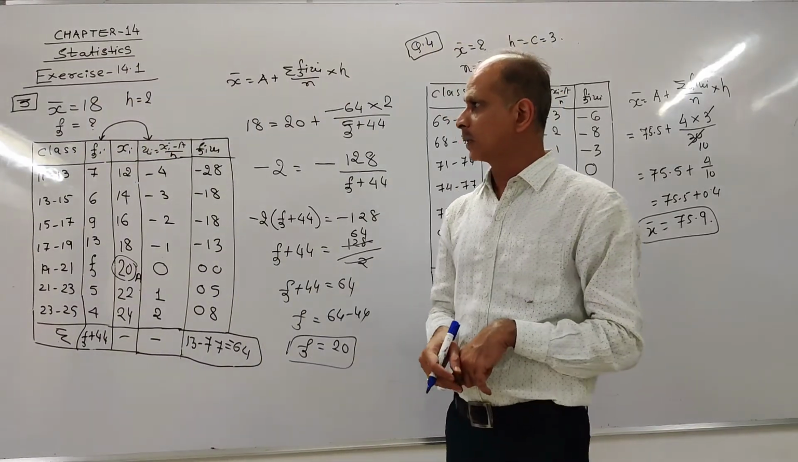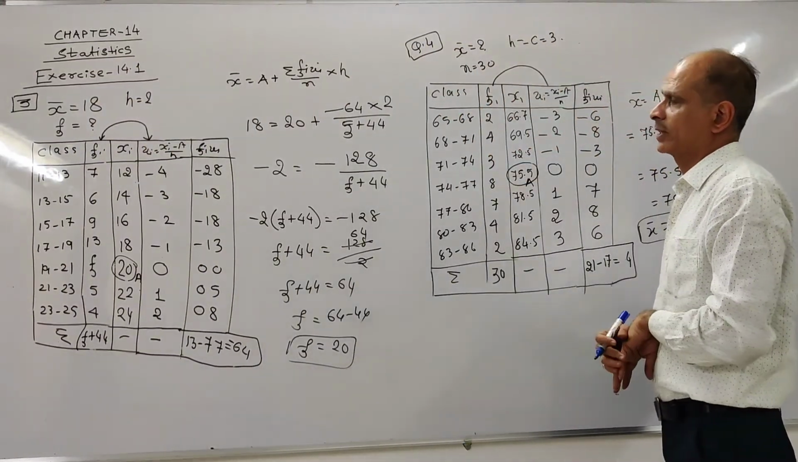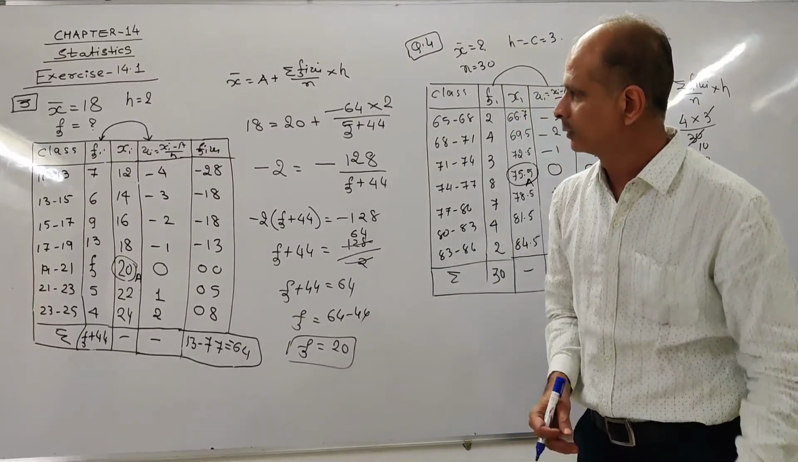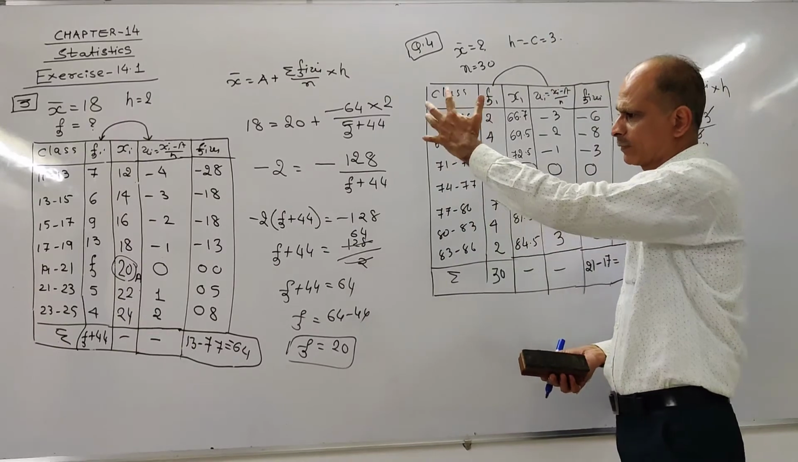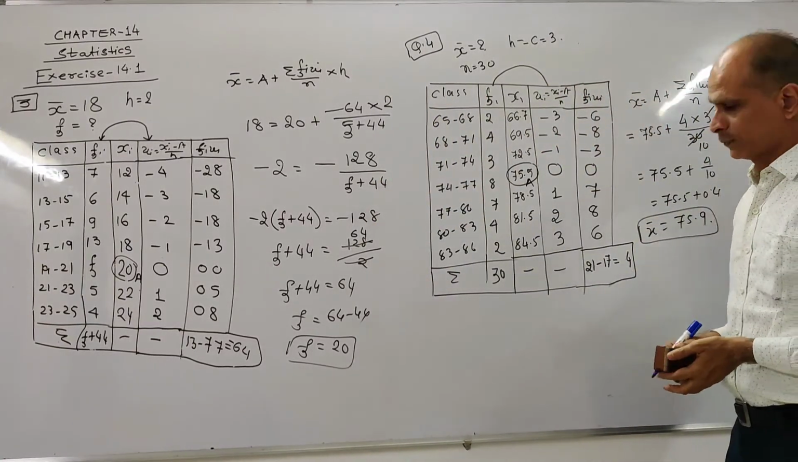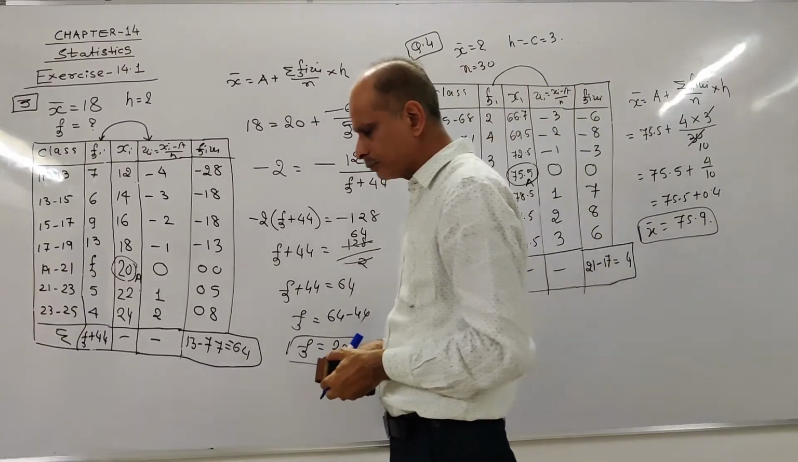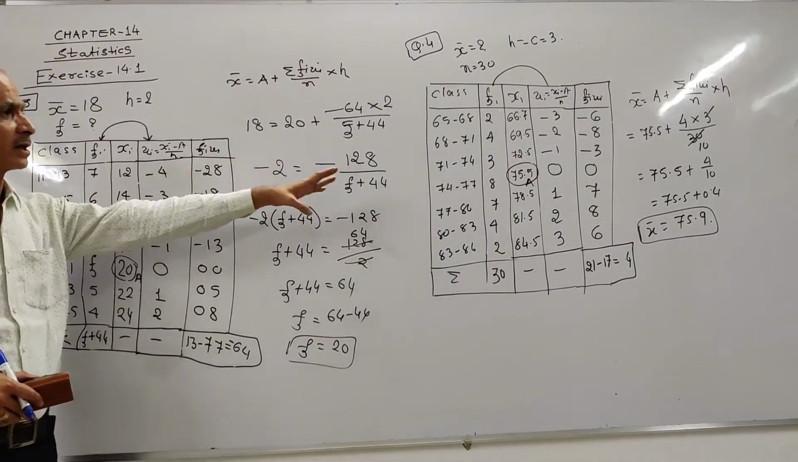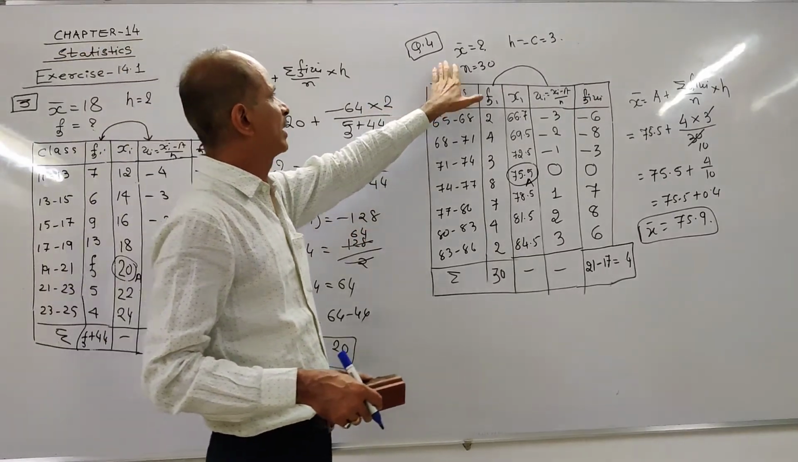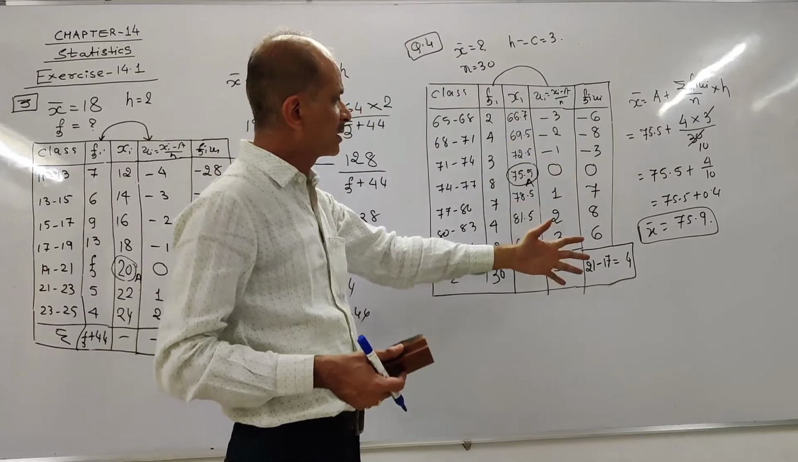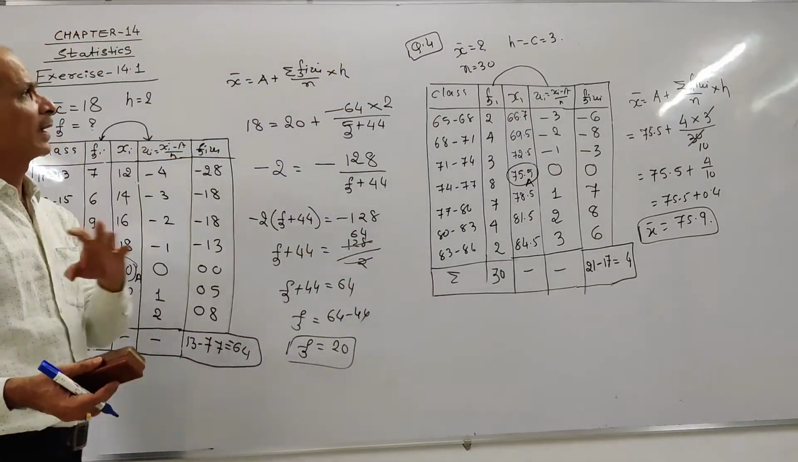So here we have solved two examples, example number 3 and example number 4. In example number 3, the missing frequency is given to you, and you have already found the missing frequency with the help of simple calculation. Similarly, in question 4, classes are given to you, frequencies are given to you, and your aim is to find the value of x bar. By the step deviation method, we have found the value of x bar.